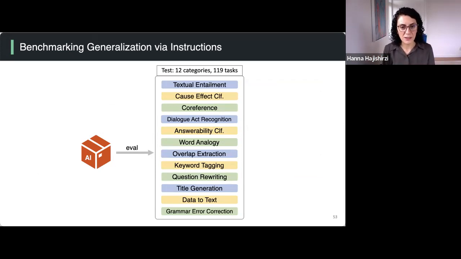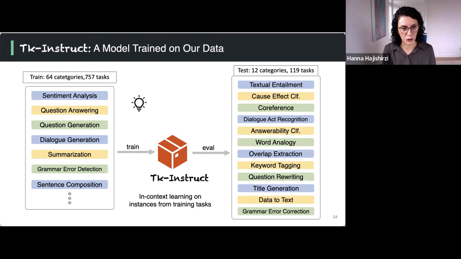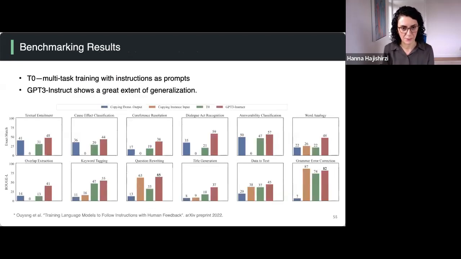Then we set aside some of these tasks, in particular about 119 tasks for test. They are spread across 12 diverse categories. We use the rest of the tasks for training that includes more than 750 tasks across 64 categories. And we won't have overlap between the training and test splits. We train our model, we call it TK Instruct because it consists of a model that is trained in the in-context setup consisting of K examples and instructions. And this is trained on all our training data and is evaluated on the test categories.